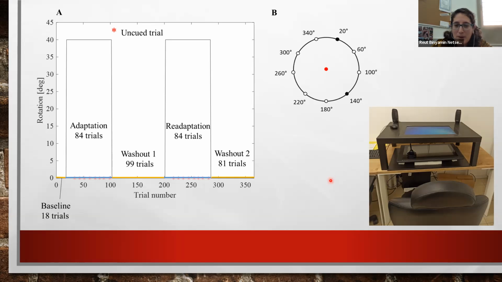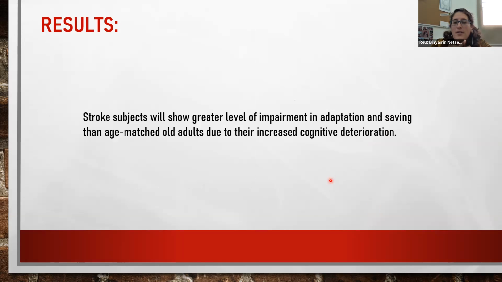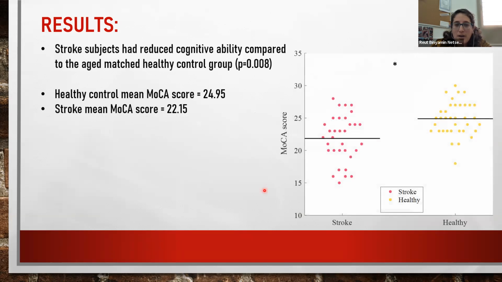And now let's talk about the results. So our first hypothesis was that stroke subjects will have, first of all, cognitive impairment compared to their control group. And because of that impairment, they'll have impairment in adaptation and saving. So we first found that stroke subjects really had reduced cognitive ability compared to their age-matched healthy control.